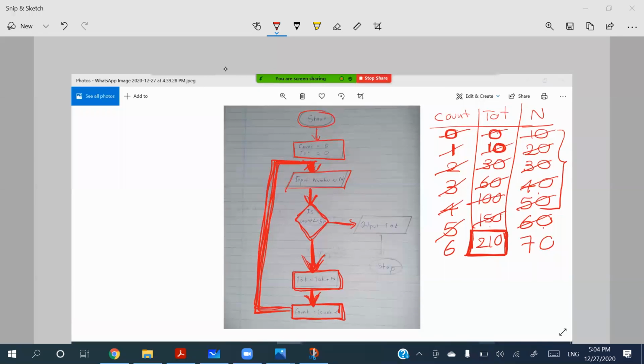So people, now this is very important, right? Because you are given several questions in your paper to figure out what would be the output of a given flow chart.